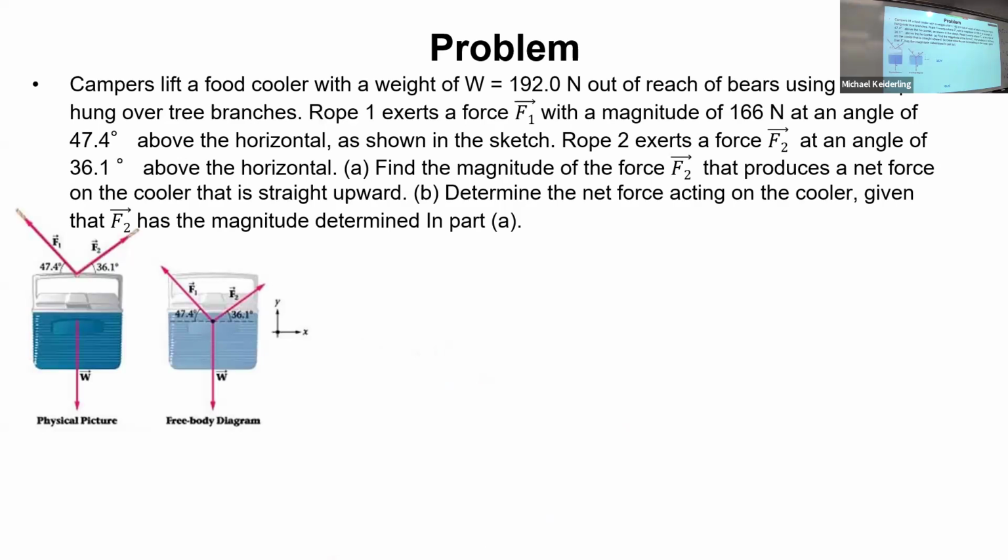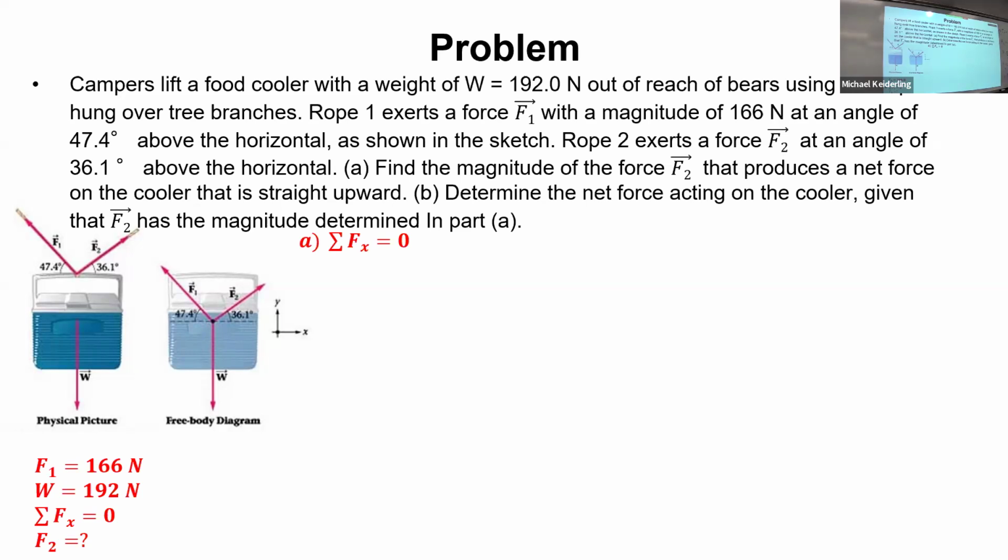So for part A, we want to figure out what force 2 is such that the net force is vertical. Well, that means our total force in the x direction is 0. The weight isn't contributing at all in the x direction, so we don't have to worry about that. We know force 1 is 166 newtons, the weight is 192 newtons, and the total force in the x direction is 0. We want to find force 2. We also know the angles. They're in the picture.